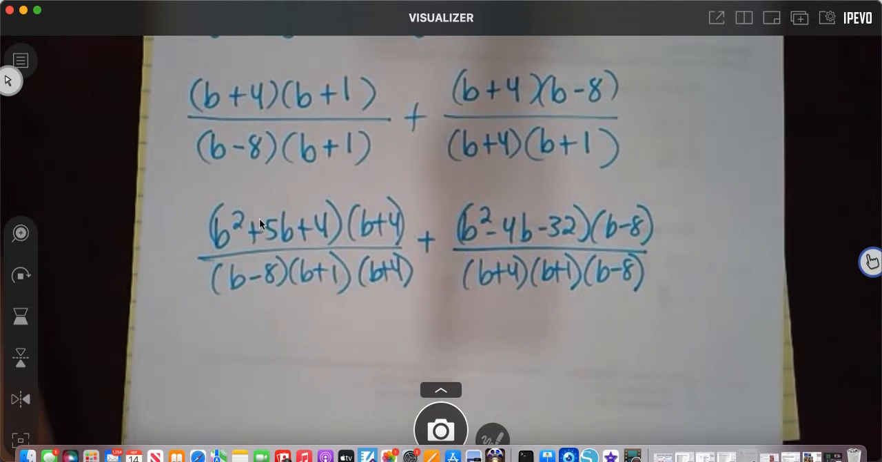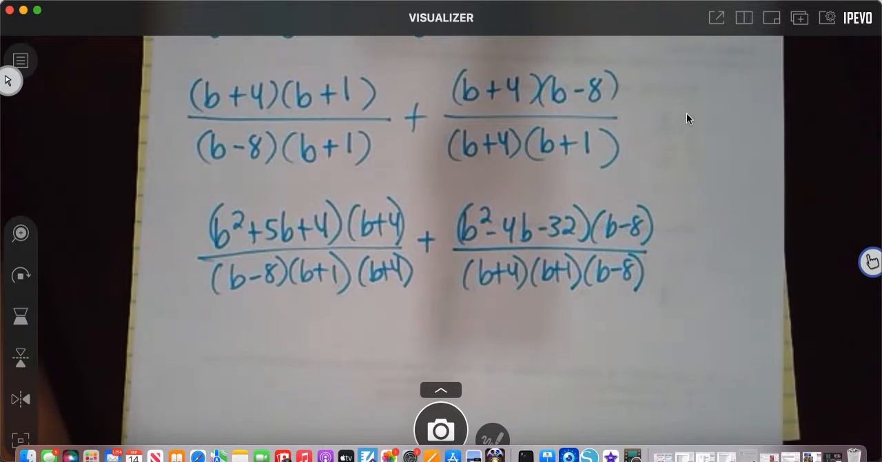Okay. So what's wrong with this one up here? It's funny looking. Yeah, it is funny looking. But do you see that this has to be multiplied to this? I can't add anything to it until these are all foiled out or distributed. I'm going to have to multiply everything by B plus 4.